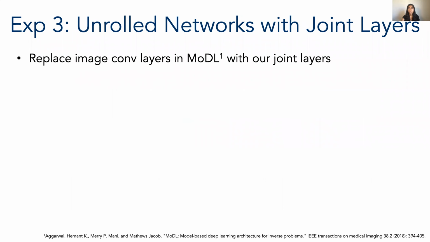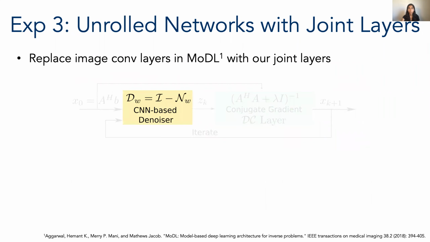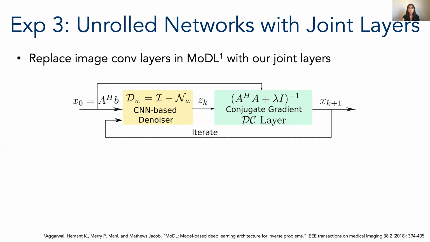For our third set of experiments, we studied the interaction of our joint layers with unrolled networks popular for undersampled reconstruction. We specifically study MoDL, a version of an unrolled network with an architecture that appears on the slide. Each iteration first passes the input through image space convolutional layers that serve as a data-driven regularizer. Then, MoDL applies an analytical update, which effectively encourages data consistency between the output and the acquired measurements. This process is repeated for several iterations, with the convolutional weights shared across iterations.